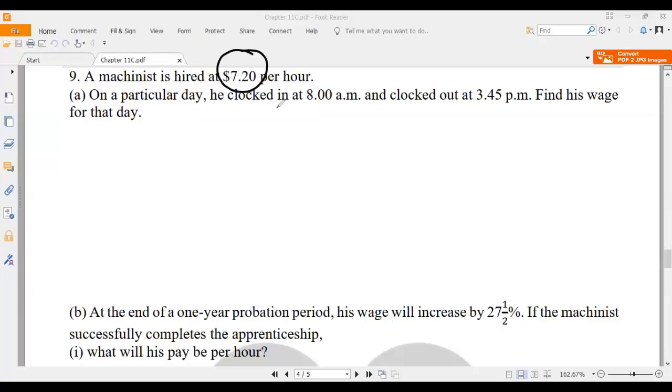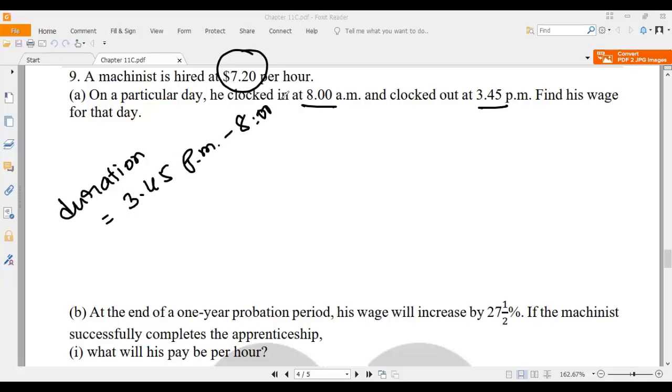At first, we need to find out how much time he worked on that day. He clocked in at 8 a.m. and clocked out at 3:45 p.m. So the duration of his service will be 3:45 p.m. minus 8 a.m. Now if we want to solve, we can easily find this by using our hand. After 8, 9, 10, 11, 12, then 1, 2, 3. That means 7 hours, 45 minutes. He worked 7 hours, 45 minutes.